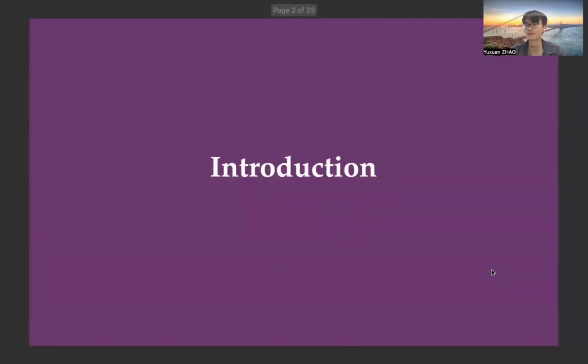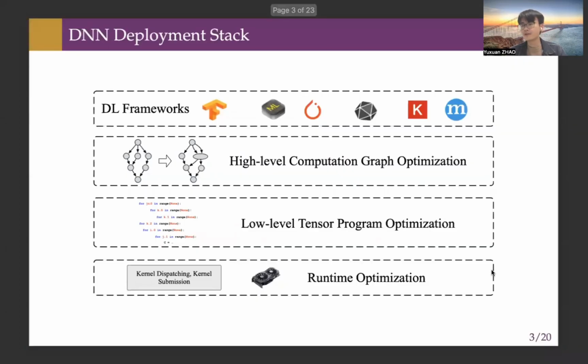Let's first have a brief introduction. The DNN deployment stack can be divided into several levels. At the top level, researchers use various deep learning frameworks to define novel and powerful models. These models can be represented as computation graphs. High-level graph optimizations like operator fusion and data layout transformation can be performed to enhance the inference performance.